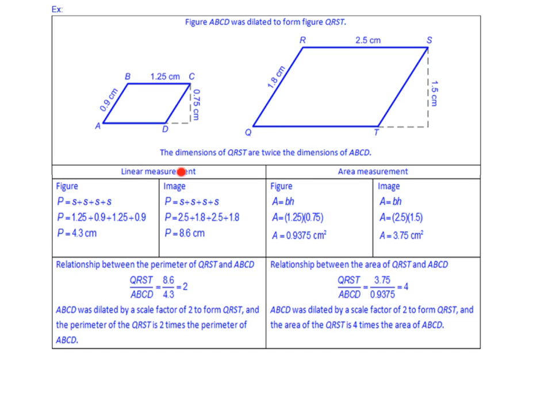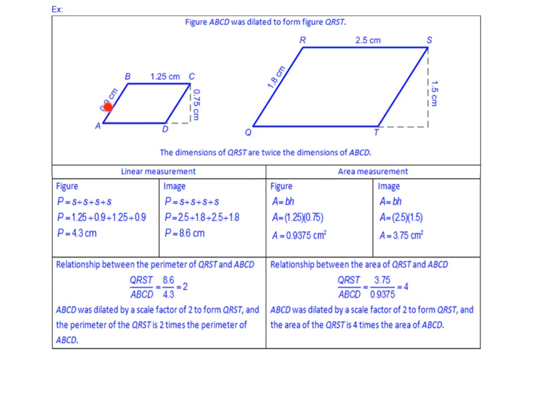So in order to find the linear measurements, let's first start with the perimeter. Let's start with ABCD: it will be side plus side plus side plus side. Okay, so this is a parallelogram, so we can do this two ways. We could say 2 times this plus 2 times this. But let's keep in line with what they're asking us.